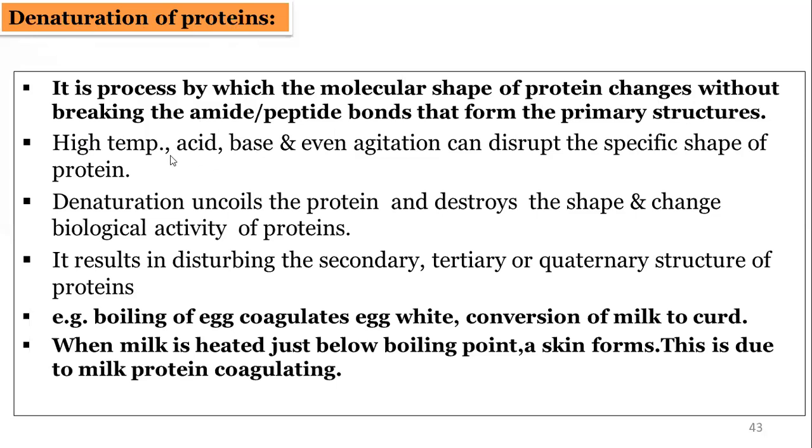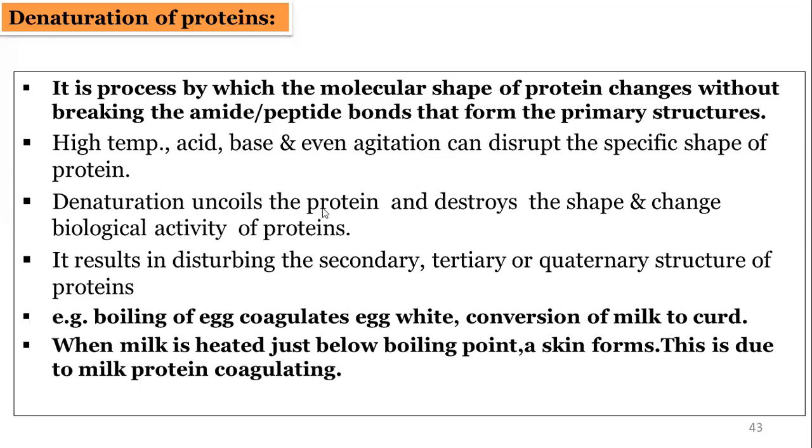It is caused due to high temperature, acids or bases, even agitation. Agitation means you are familiar with this word. Agitation means you did something with that chain, you disturbed it, so its shape changes. Agitation can disturb the specific shape of the protein. Some examples are given here. What happens in denaturation?